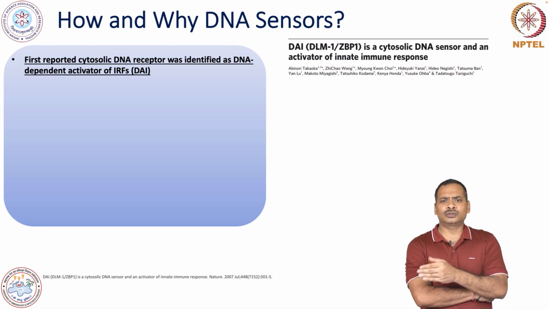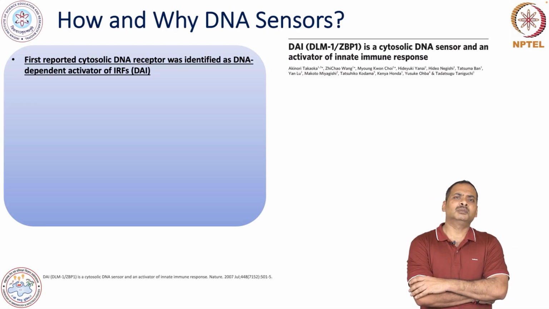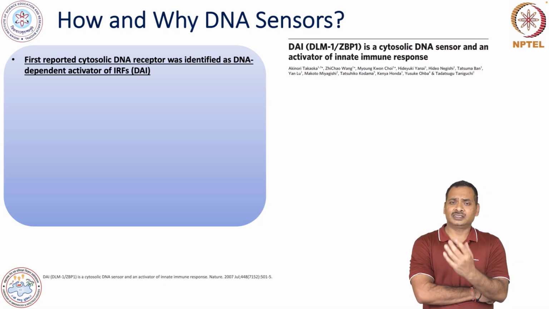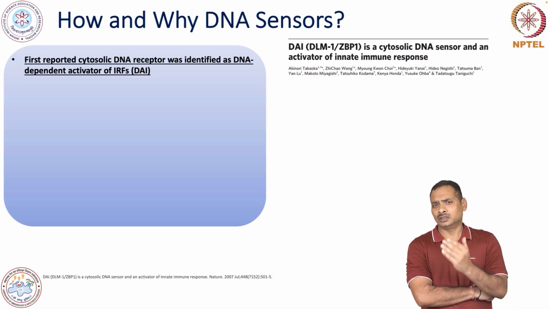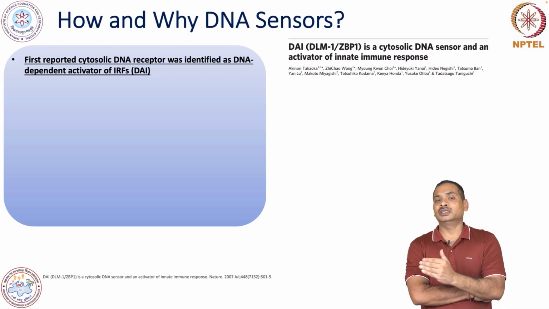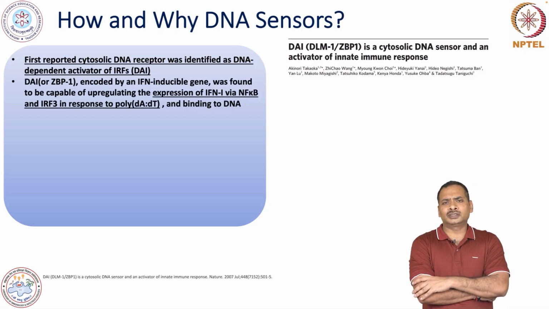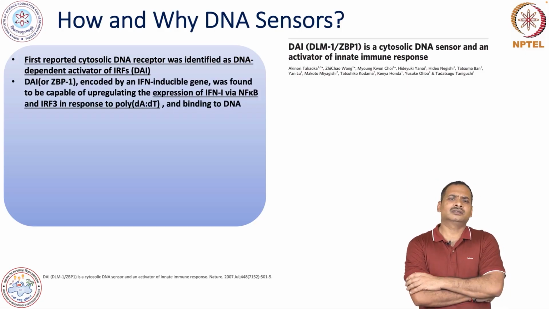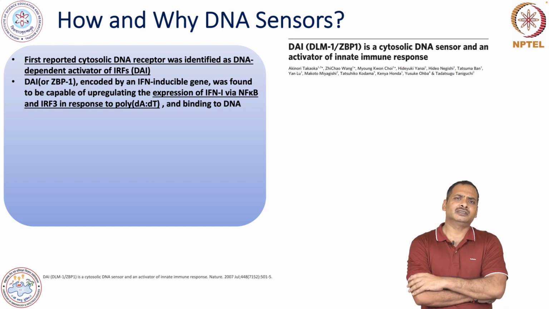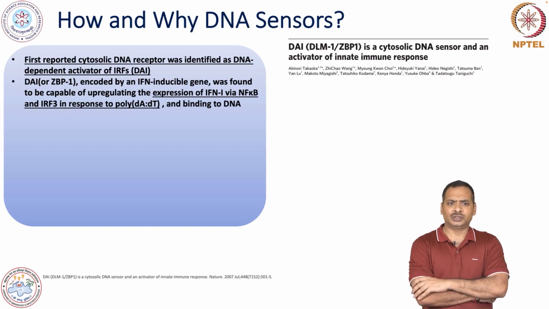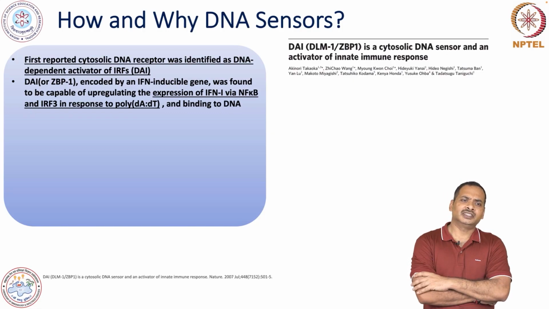This work quite well established that there is a DNA sensor which can sense DNA and induce TBK1 dependent and IRF3 dependent induction of type 1 interferon. This DAI sensor also induces NF-kappa B activation in order to induce inflammatory cytokines after binding with the DNA.